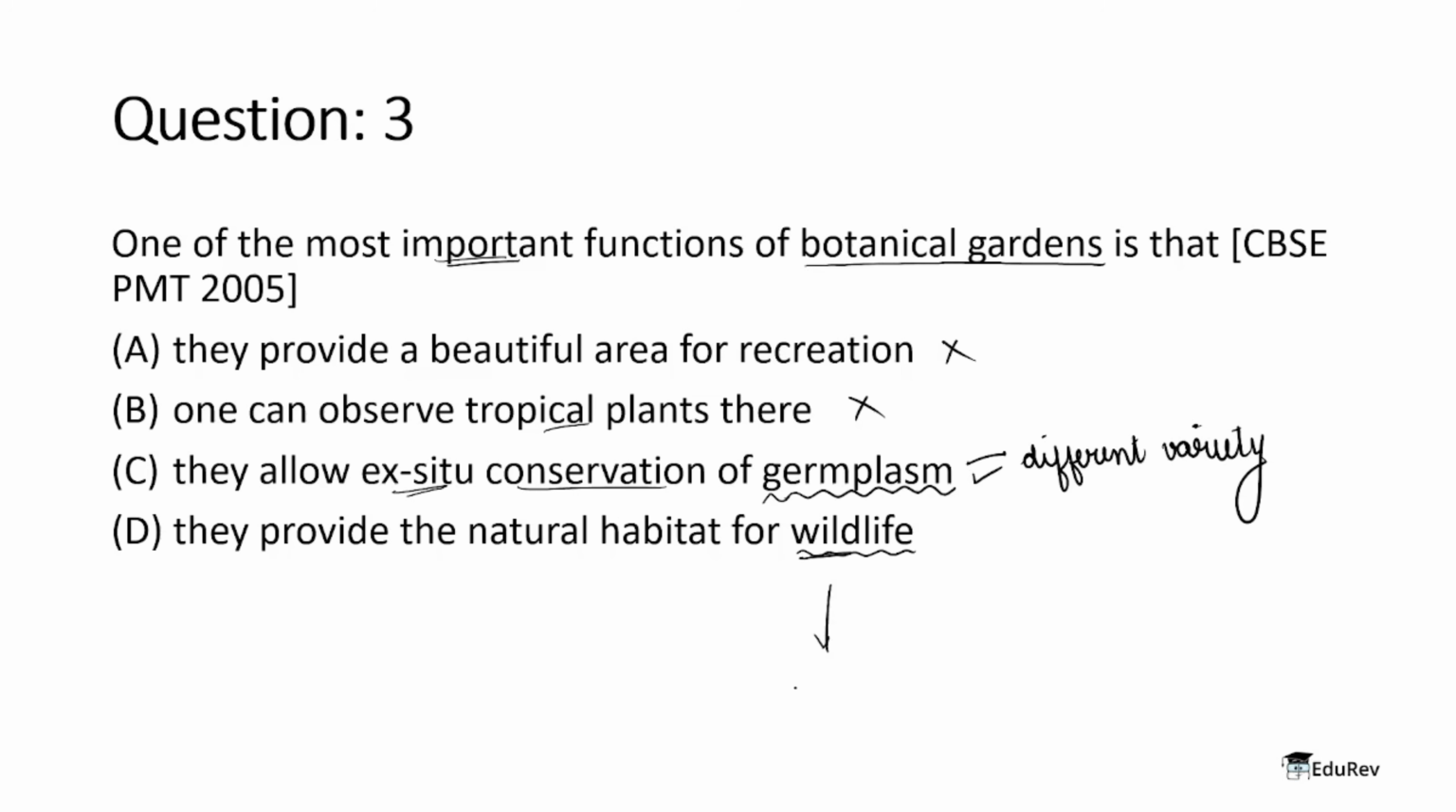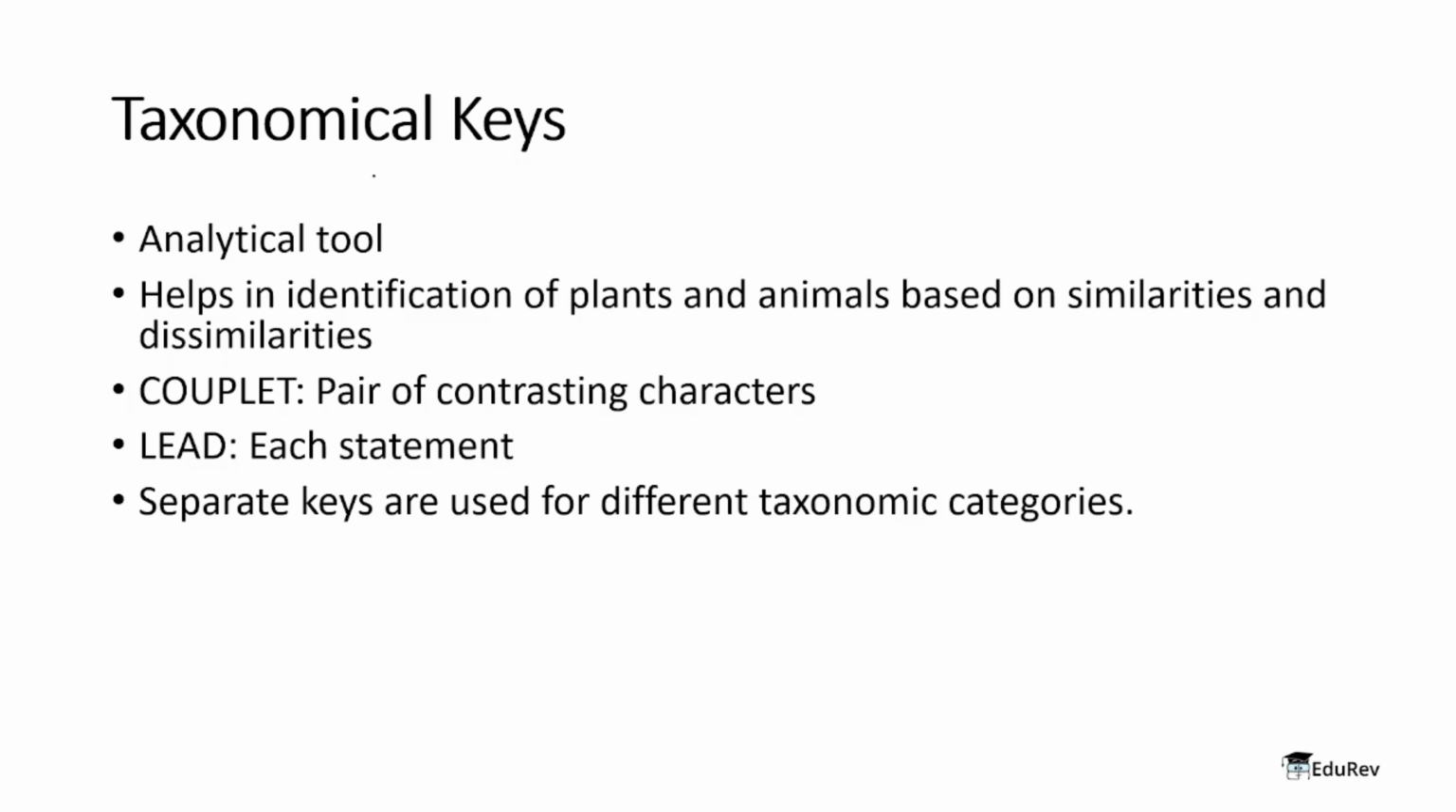Now let's understand what are taxonomical keys. Taxonomical keys are basically an analytical tool. They help in identification of plants and animals based on similarities and dissimilarities. What basically happens is that we see a particular creature that we do not know much about. So first of all, we give a lead to it. We provide a couplet to each of it first, which is a pair of contrasting characters.